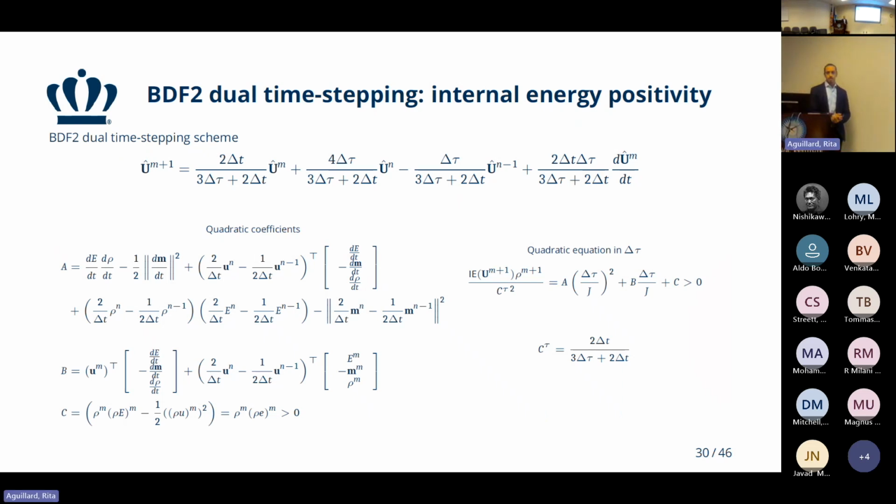And again, the internal energy positivity is the same picture. You only need to change these A and B coefficients, and everything is the same because C remains always the same. Because with the dual time stepping, we use a forward Euler in dual time, and so we have the same formula, and that gives us the C intercept, which is going to be the previous density multiplied by the previous internal energy, and they're all supposed to be positive from the previous step.